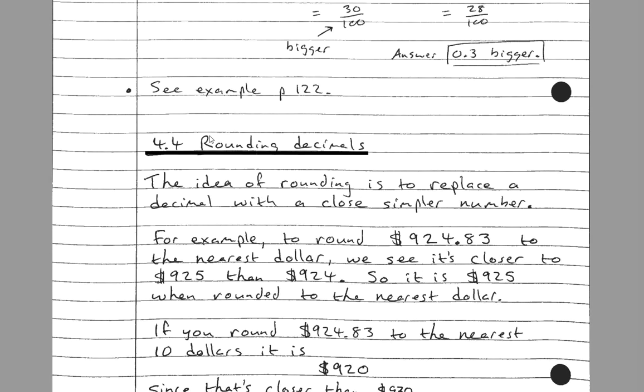Okay, and one last topic, rounding decimals, rounding off. The idea of rounding is to replace a decimal with a close, simpler number, maybe a whole number or maybe another decimal, but if you're rounding, you want something simpler.